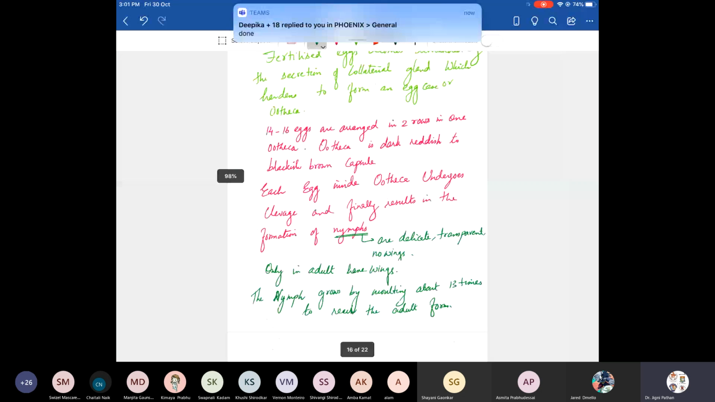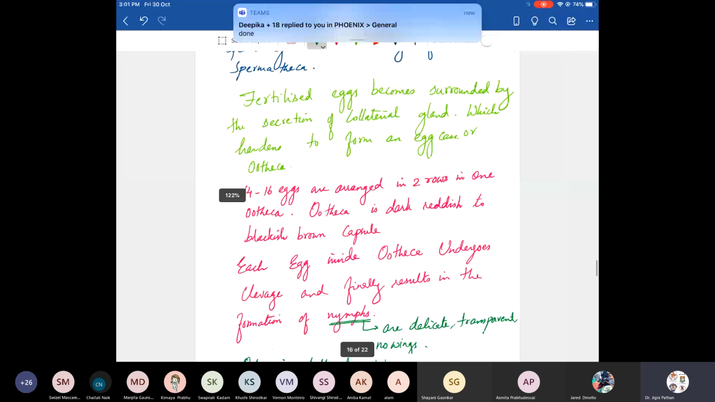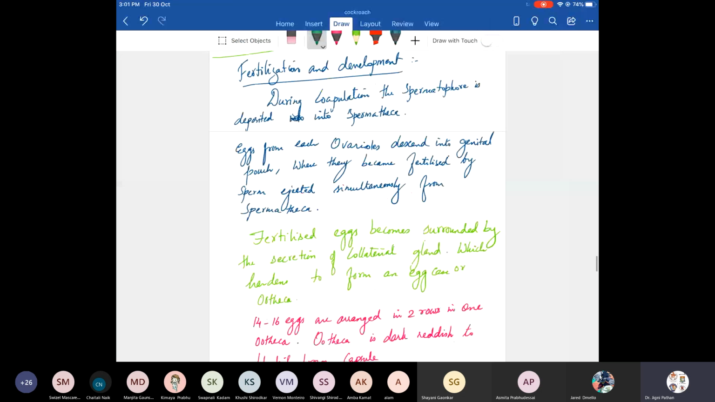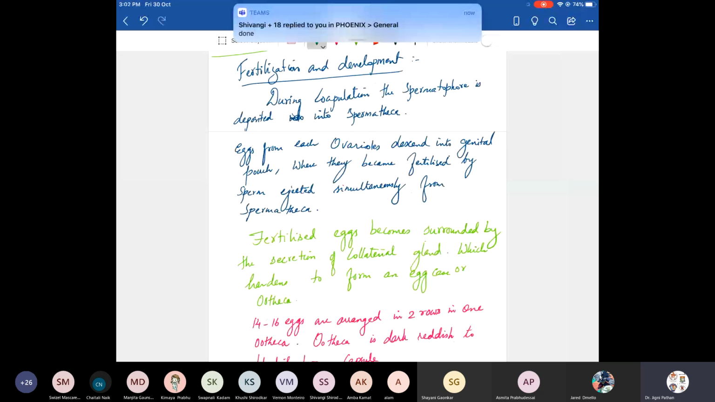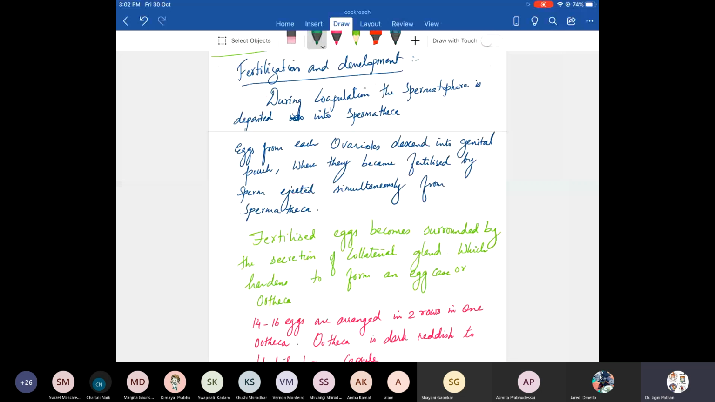Okay. Now listen. Fertilization. So you know about spermatheca. Fertilization happens during copulation, with the spermatophore. What happens during copulation? Copulation means during mating. Everybody listen to me. Drop your pen. I'll give you time to write. Understand this first: during copulation means during mating. The spermatophore is deposited into the spermatheca. This I have mentioned: during mating, the spermatophores are deposited, or sperms are deposited, into the spermatheca.